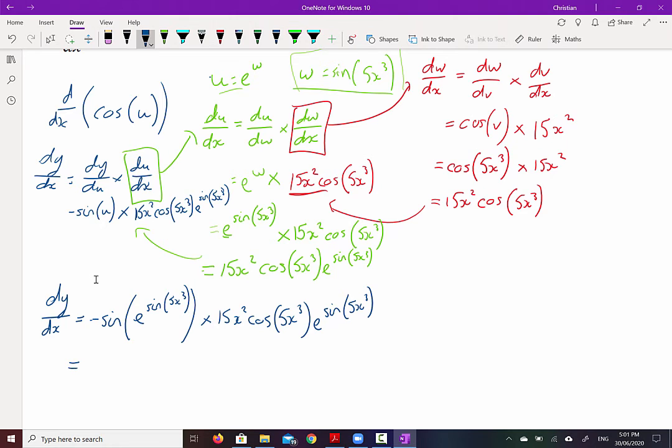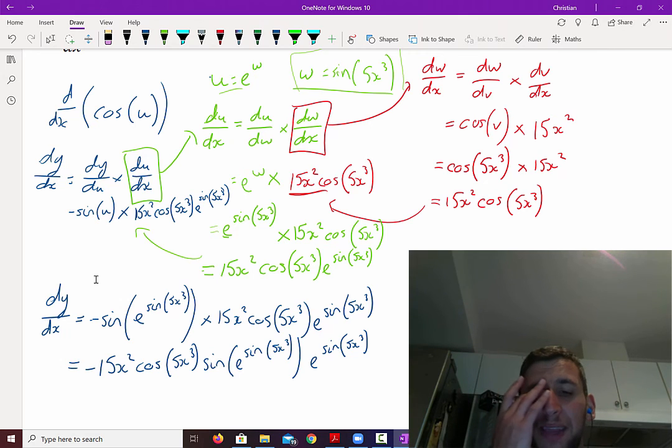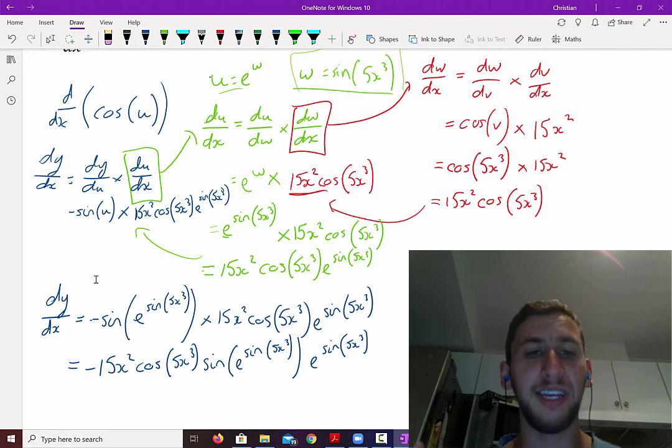So I'm just going to rewrite it. I'm going to put the number right at the start along with the negative sign, x squared, and then we've got cos 5x cubed. I like to put sine and cos next to each other if they're going to have to be in the same line. e to the sine 5x cubed. Boom, boom, and then the e. Oh, I don't even need that last bracket. And we get everything put together.